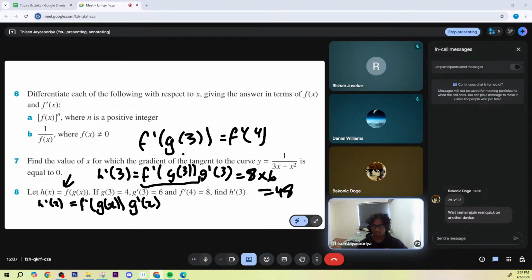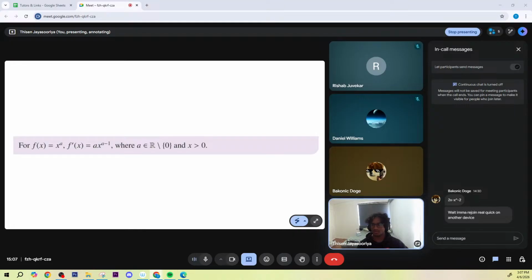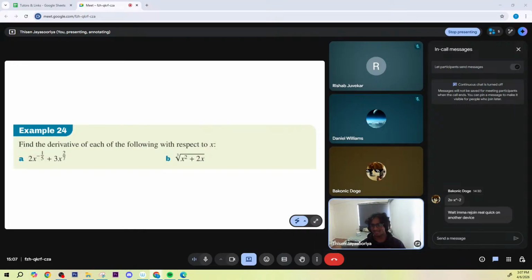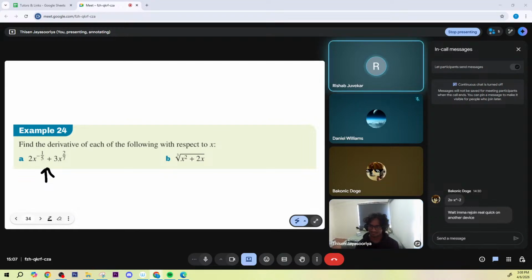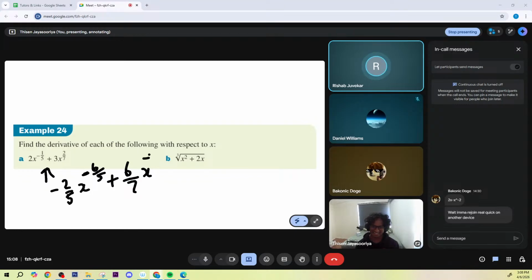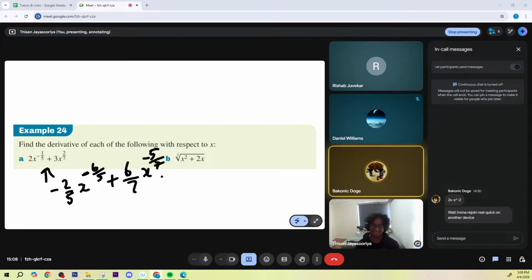So, okay. This one here, again, the power rule, but here it's for rational powers. So Rashab, can you tell me the derivative of this one? Negative 2/5 x to the negative 6/5, plus 6/7 x to the negative 5/7. Do you continue?